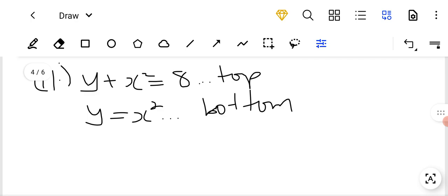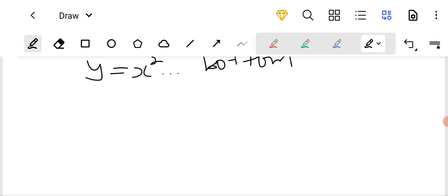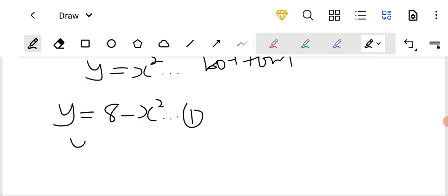We are finding the integral of the area under the curve with reference to the x-axis. So it means we need to have an equation in y. So we'll have the first equation, y is equal to 8 minus x squared, which we can call our 1. And then y is equal to x squared, we can call it our 2.